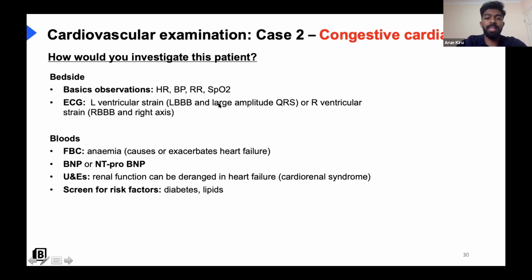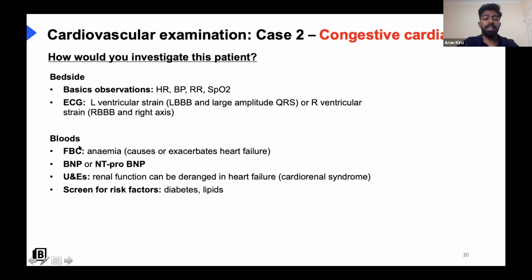Then how would you investigate this patient? Once again, very similar, very reproducible. So bedside tests, you can talk about your observations. ECG, slightly different now. Now you're looking for heart failure signs, so signs of left ventricular strain, which would be things like left bundle branch block. Easy to remember that. Right ventricular strain, right bundle branch block, really easy to remember.